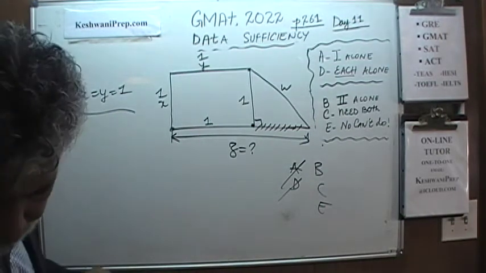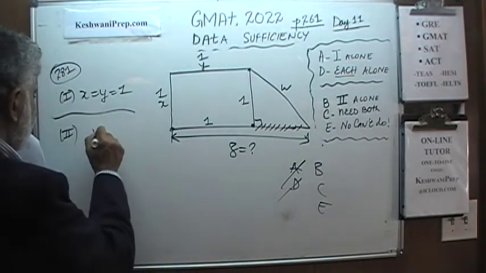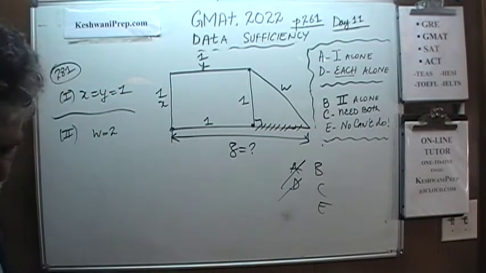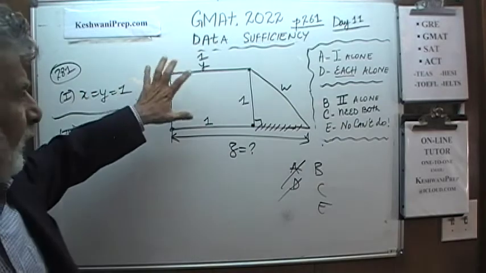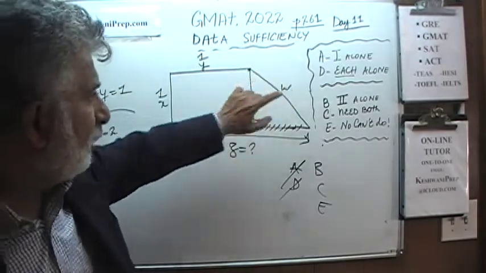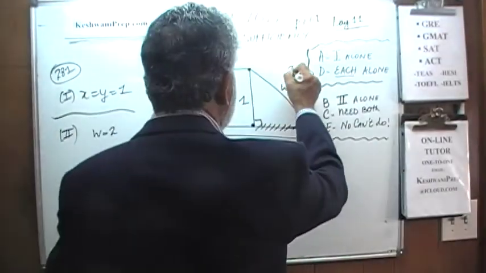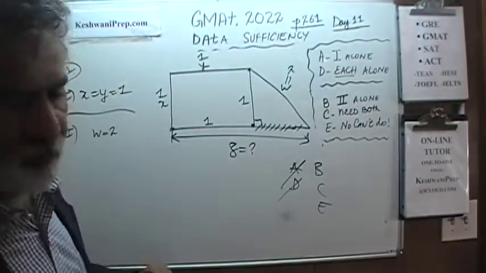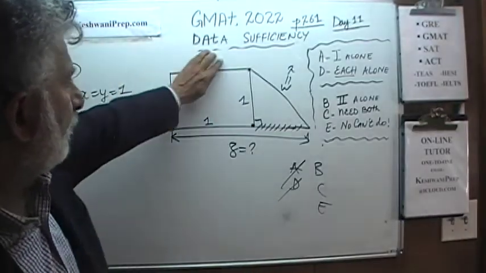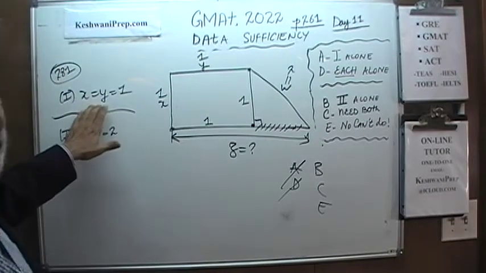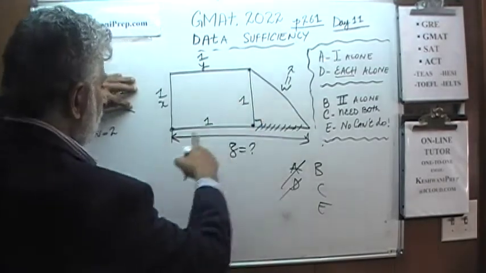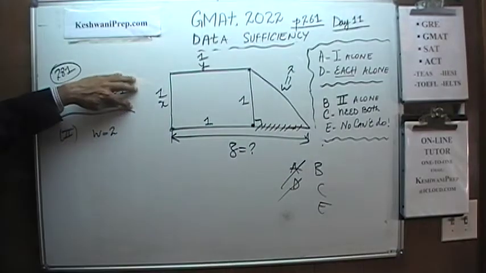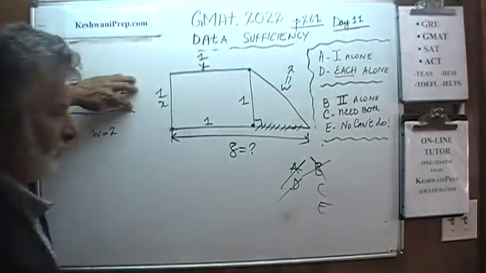The second statement tells us that W is equal to 2. Now technically, when we're looking at the second statement, I should erase everything on the blackboard and put down W equal to 2 by itself. But I'm not going to erase everything. Just remember not to look at this thing. We don't know this. We do not know this part. This does not exist. Simply knowing that W is equal to 2 does not tell us what Z is. The second statement by itself is no good.